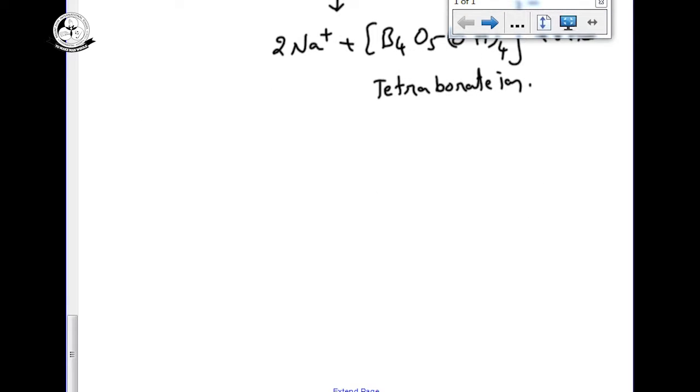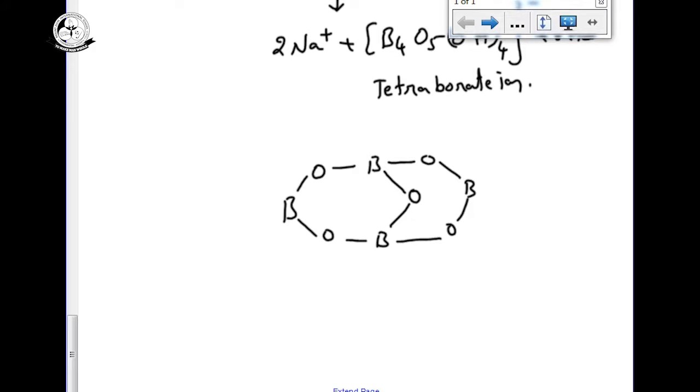So for tetraborate, we have to write the 4 borons. So boron, oxygen, boron, oxygen, boron, oxygen, like this. On the bridge there is another oxygen, and the 2 negative charges we are having, that is for the 2 borons. The remaining 4 OH groups are there.